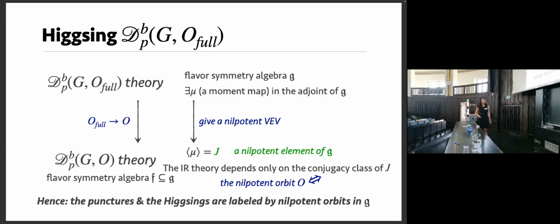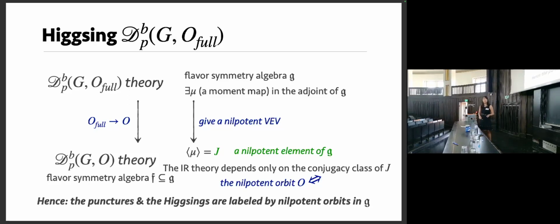So in turn, what we get is that this is exactly coming from the nilpotent orbit that we started with, which is the only input that we have given as a nilpotent Higgsing. Then in turn, what we can determine is that the punctures and the Higgsings are really labeled entirely by the nilpotent orbits. And whatever nilpotent Higgsing we're allowed to do from here will be entirely given by the data of this nilpotent orbit.